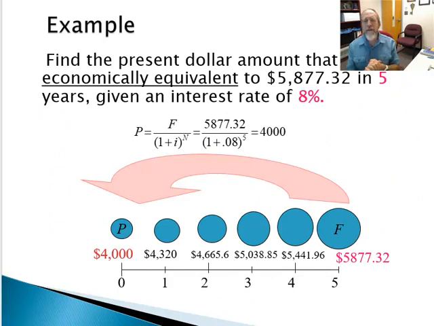Same exact thing here, going backwards. If something is worth $5,877.32 in the future and you have an interest rate of 8%, how much is it right at this moment in time? Same equation. Remember, it was F equals P times 1 plus i to the n, but all we're doing is solving for P. F over 1 plus i to the n, or F times 1 plus i to the negative n is another way to state that.